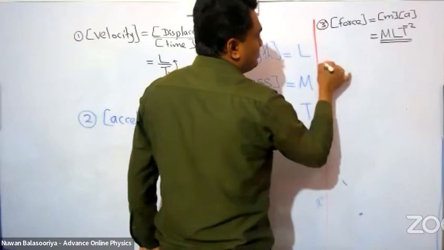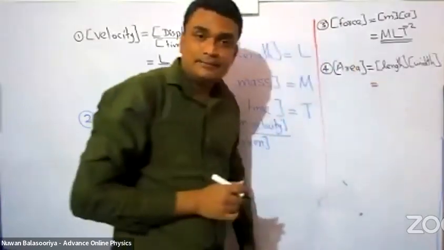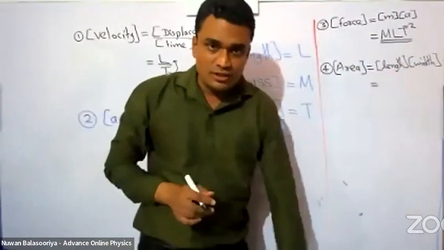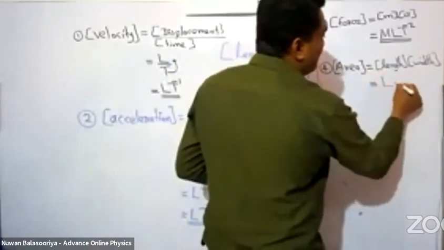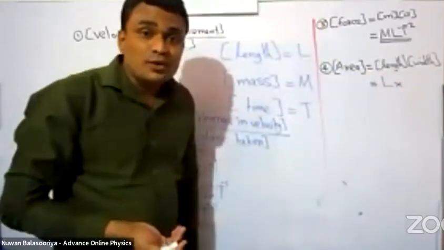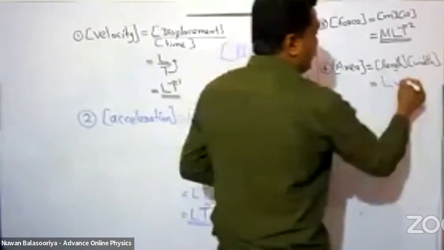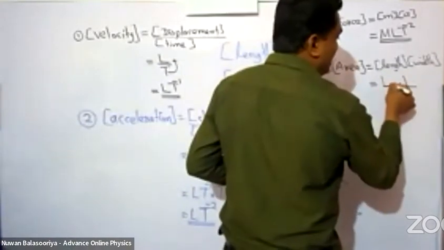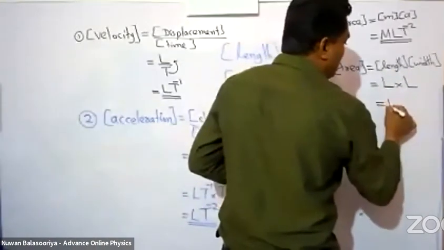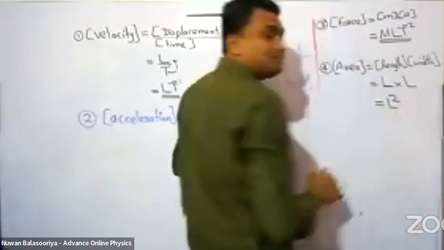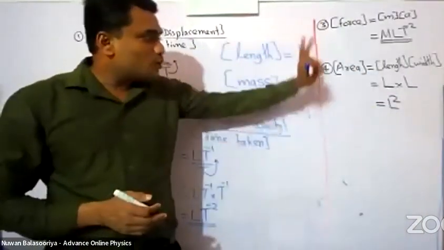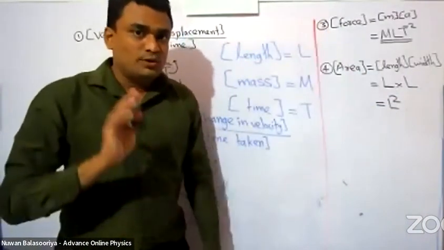The area of a rectangle is length into width. Length is a length. Actually, width is also a length. Therefore, its dimension is also capital L. Capital L into capital L means L square. So I discussed only the things which will be needed for today's class.